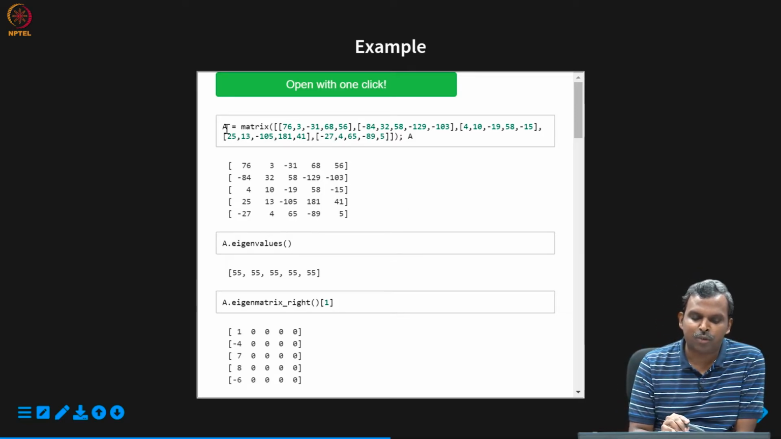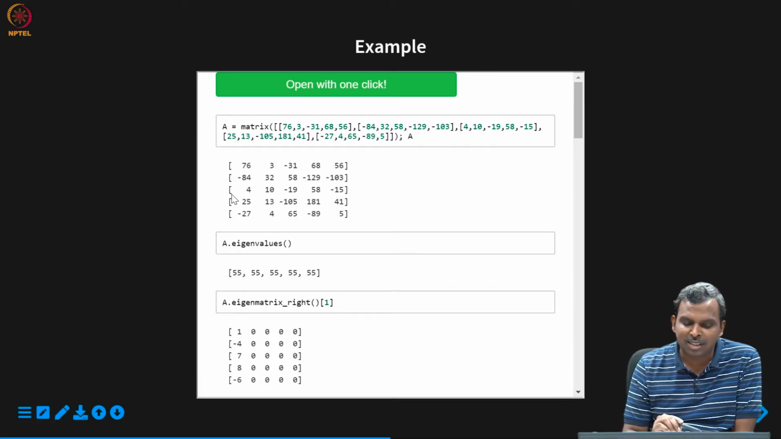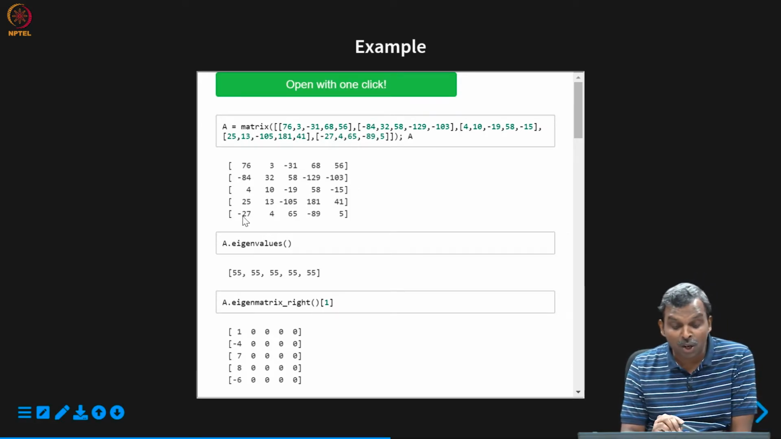So in Sage Math, for instance, you can declare a matrix like this. Now this is a very, very carefully curated matrix. It may not look like that to you.